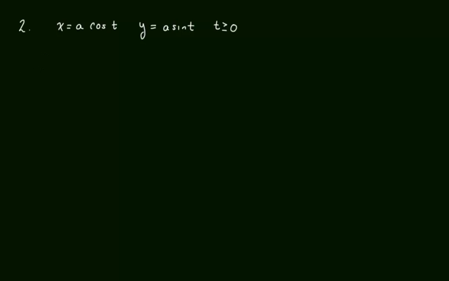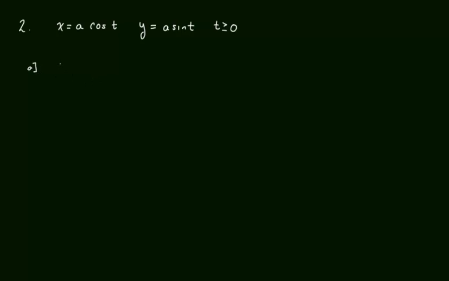Example number 2. X is equal to a cosine t and y equals a sine t, where a is a constant greater than 0. Alright, you may recognize this parametrization, and you might know the curve that it represents. If you don't, well, you'd have to do some good old-fashioned plugging and chugging to figure it out.